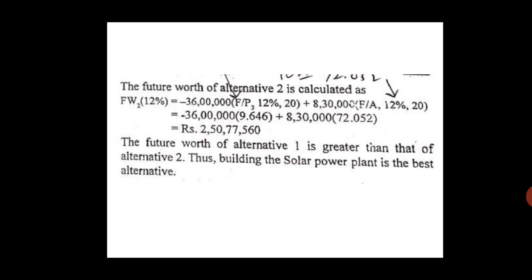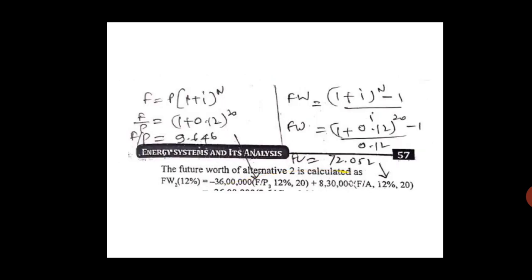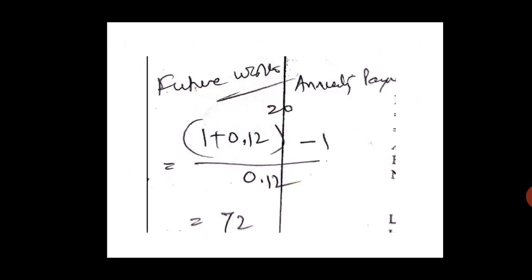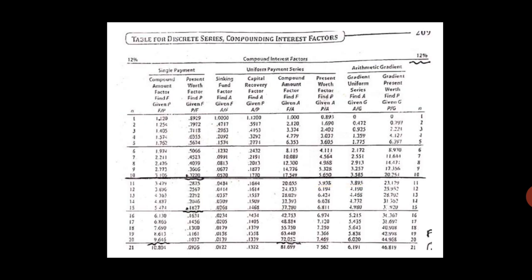This is how you use the future worth method. Either you calculate using the relationship I have given here, F is equal to P (1 plus i) raised to n, or for annuity payment, ((1 plus i) raised to n minus 1) divided by i, using two relationships, or using the chart here for single payment and uniform series payment, you can find the factor directly.